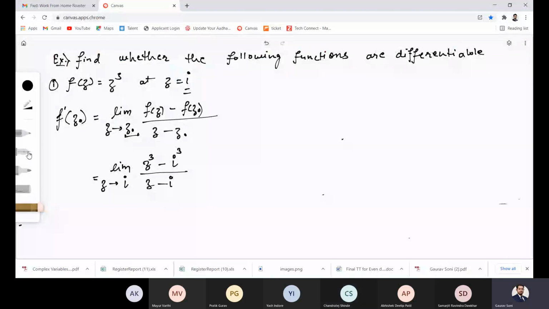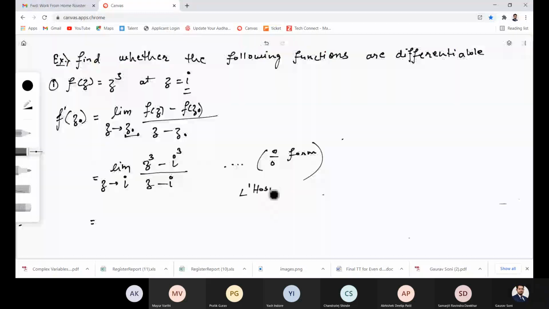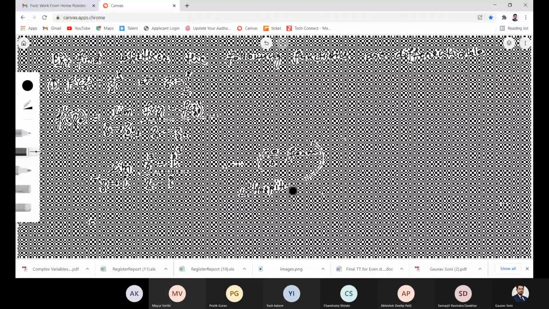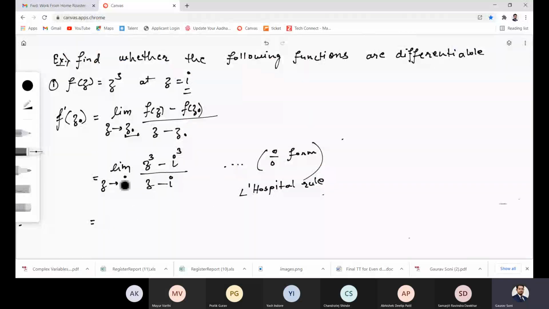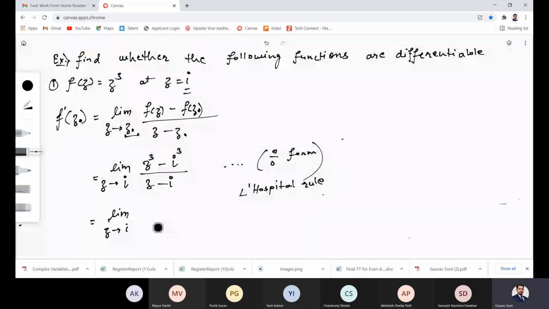Now, let's come back to this. You can see that as z tends to i, the value of z will become i, and you get 0 by 0 form. Once you have 0 by 0 form, we use L'Hopital's rule. So what does L'Hopital's rule say? If after substituting i directly in the equation I get 0 by 0, then you take the derivative of the numerator, limit z tends to i, and take the derivative of the denominator. So the derivative of the numerator is 3z square, and the derivative of the denominator is 1.